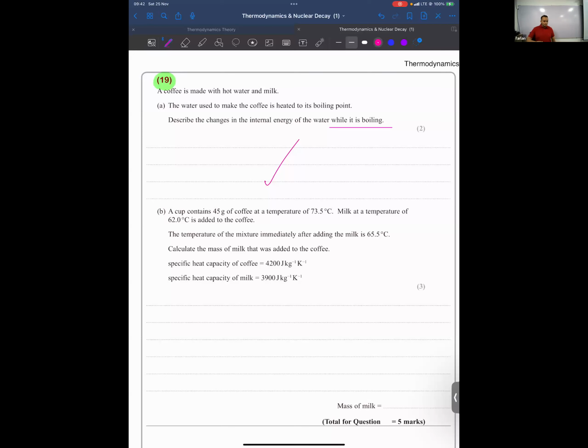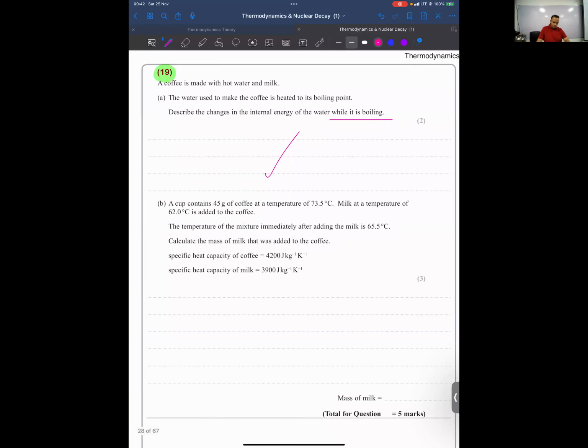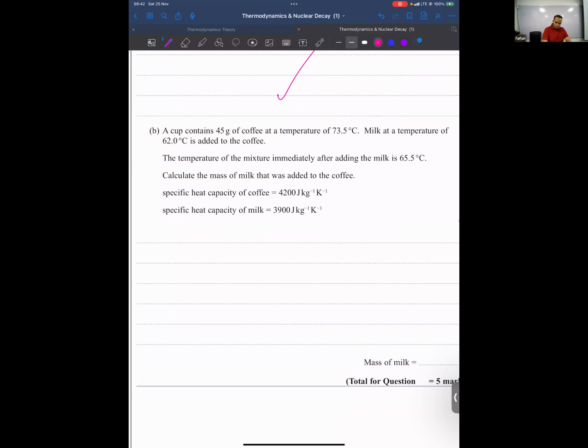The cup contains 45 grams of coffee at a temperature of 73.5 degrees Celsius. Milk at a temperature of 62 degrees Celsius is added to the coffee. The temperature of the mixture immediately after adding the milk is 65.5 degrees Celsius. Calculate the mass of the milk that was added to the coffee. Specific heat capacity of coffee is given, specific heat capacity of milk is given.